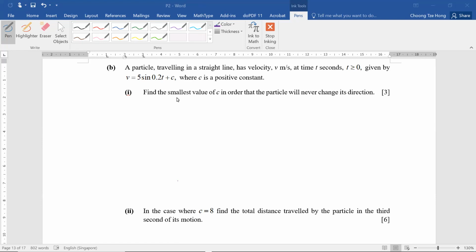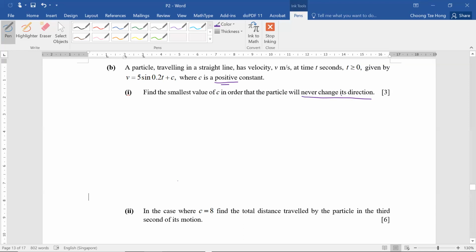A particle traveling in a straight line has velocity v at time t seconds, where t is greater or equal to 0. The velocity is given by the equation v equals 5 sine 0.2t plus c, where c is a positive constant. One key thing to take note: c is a positive constant. Find the smallest value of c in order that the particle will never change its direction. So the particle never changes its direction.